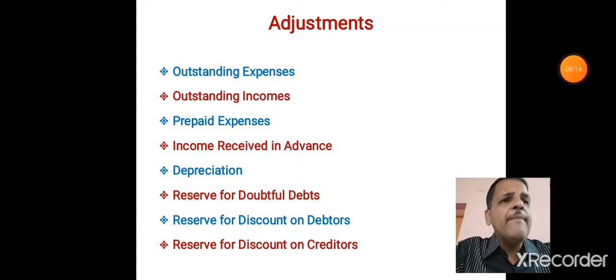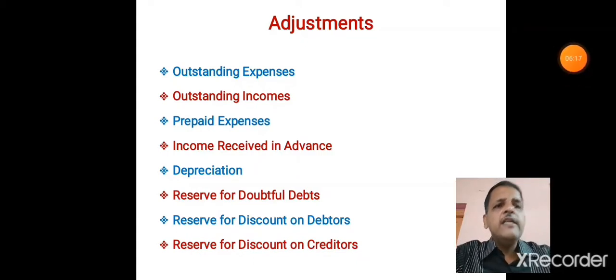Now, when we are making such an adjustment, we have to give two effects. One effect is that we have to deduct that expense from the debit side of either the trading or profit and loss account where that item appears. The second effect is that we have to show that expense or that item on the asset side of the balance sheet.